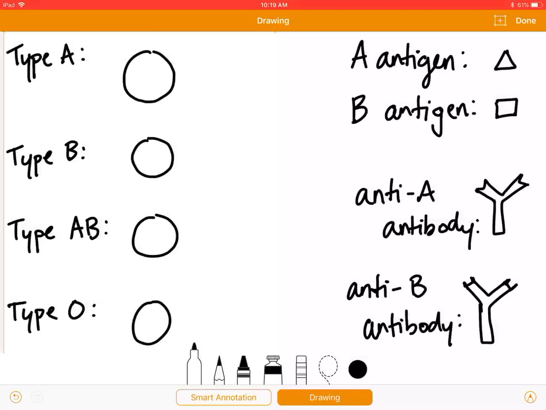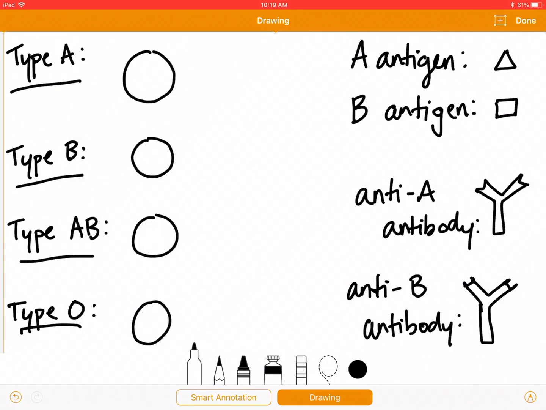Okay guys, today I'm going to be talking to you about blood typing. So if you look at the screen, on the left hand side, I have the different types of blood that there are. So we have obviously type A, type B, type AB, and type O blood types. Now I'm going to talk about why we have these different blood types.